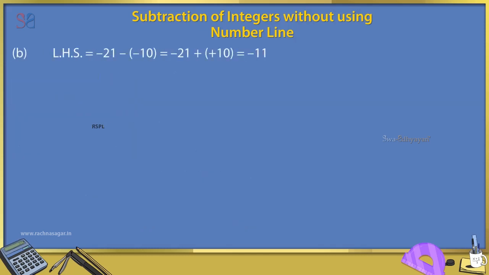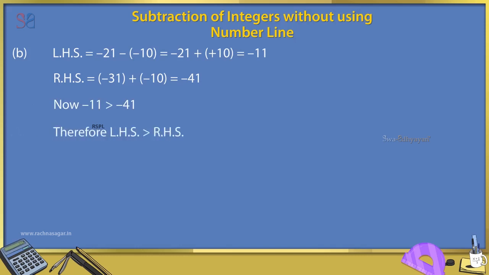B, LHS is equal to -21 minus (-10), which is equal to -21 plus (+10), which is equal to -11. RHS is equal to (-31) plus (-10), which is equal to -41. Now, -11 is greater than -41. Therefore, LHS is greater than RHS. Or, (-21) minus (-10) is greater than (-31) plus (-10).